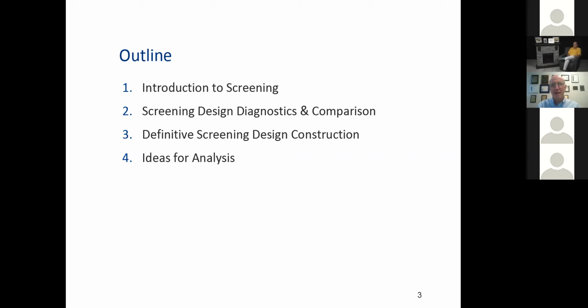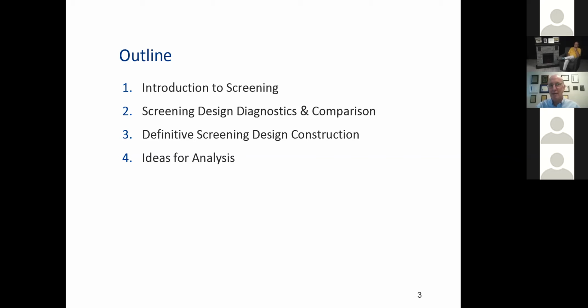Okay, happy to do that. So I'm going to start with a little introduction and motivation about screening, and then I'm going to talk a little bit about how you tell whether a screening design is good, or compare one screening design to another screening design. And then I'll talk about how we now create definitive screening designs and how we can analyze them automatically.